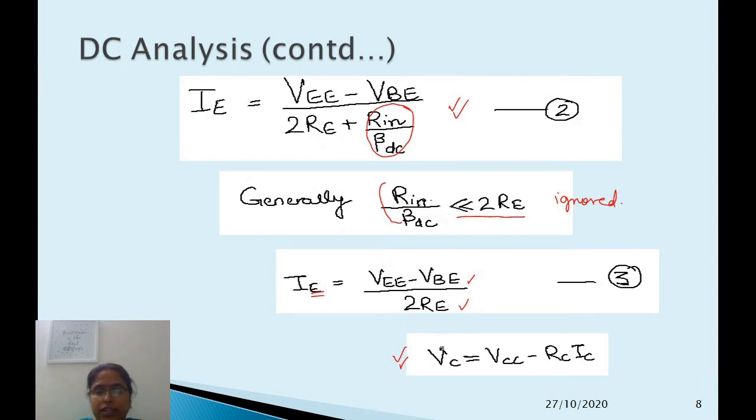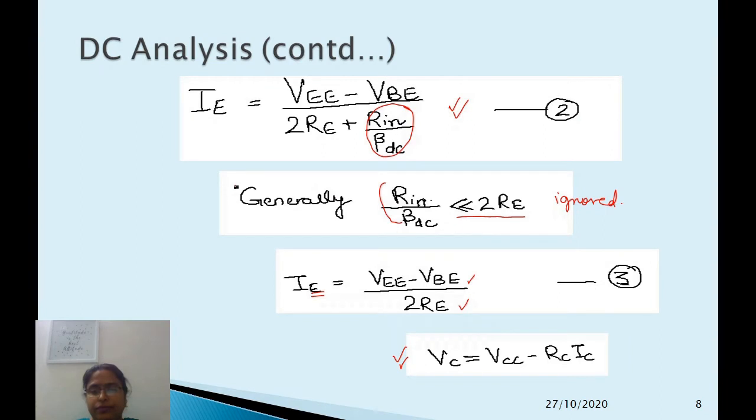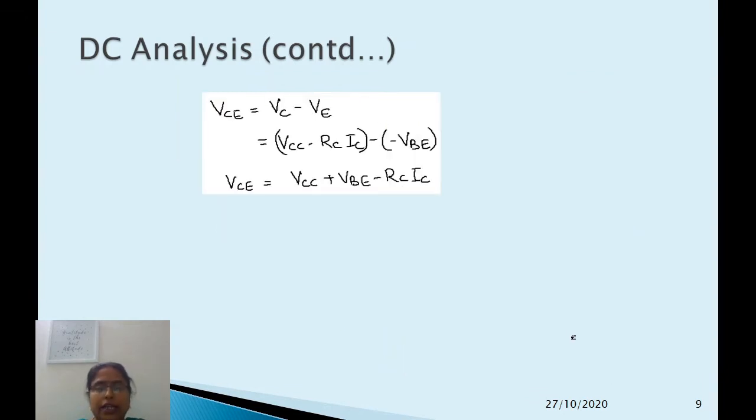VC means the voltage at this potential, VC. So this VC is equal to VCC minus IC into RC. From this, earlier we have noted that this is our operating point for the IE, so this is our IEQ. Starting with the analysis for the VCEQ, VC is equal to VCC minus IC RC.